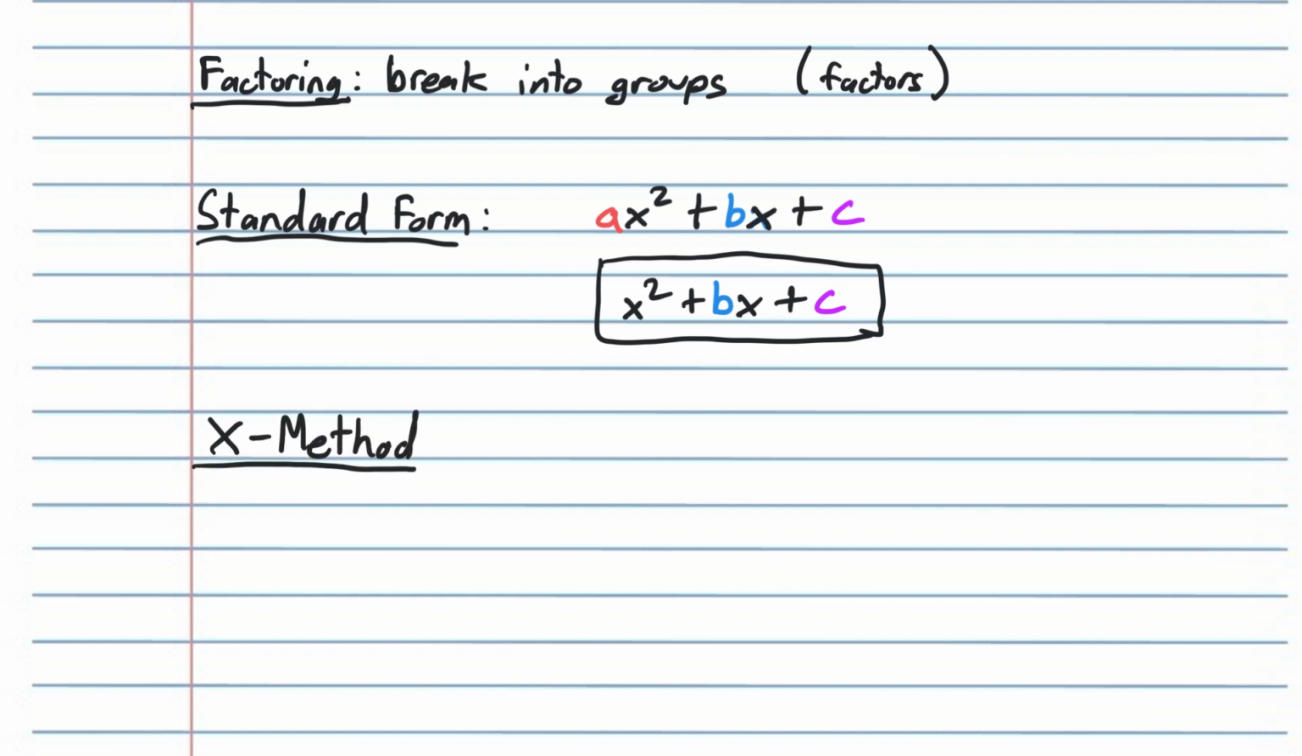okay? And the reason why I call it an X method is because you literally start off by drawing an X on your paper, okay? By drawing an X on your paper, you see that there's 4 sections on there. And then what we're gonna do is we're gonna put whatever number is in that C position up top, up here, okay? So the C value goes up top, and then we're going to put that B value down below, okay? And the idea is we're looking for 2 numbers to put on the left side and the right side, 1 number on each side, okay?